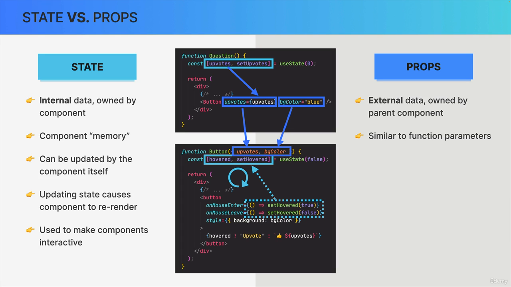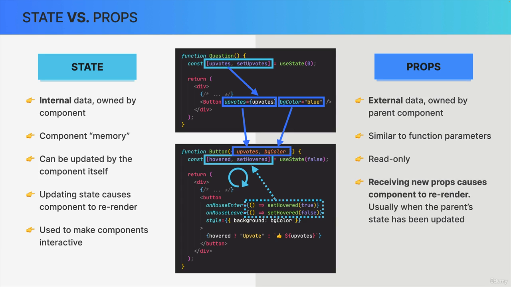On the other side, props work very differently. They are read-only, so they cannot be modified by the component that is receiving them. However, and this is something that we haven't learned before, when the child component receives new updated props, that will actually also cause the component to re-render. And let's actually analyze that here in this code example.